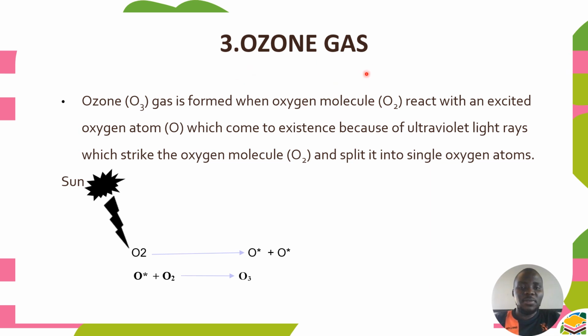Here we need to be very careful. We need to differentiate between ozone gas and ozone layer. Ozone gas is formed when an oxygen molecule reacts with an excited oxygen atom, which comes into existence because ultraviolet light rays strike the oxygen molecule and split it into two single oxygen atoms. So here we have demonstrated how ozone gas is formed. Firstly, the ultraviolet sun rays strike an oxygen molecule, which splits to form excited oxygen atoms. An excited oxygen atom can then react with an oxygen molecule to form ozone gas.